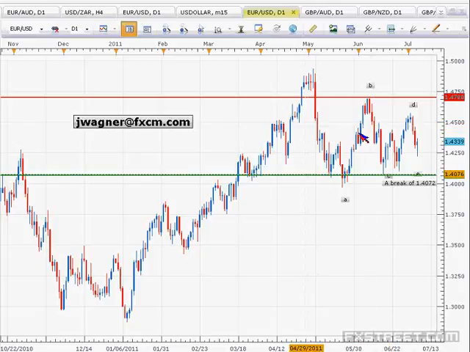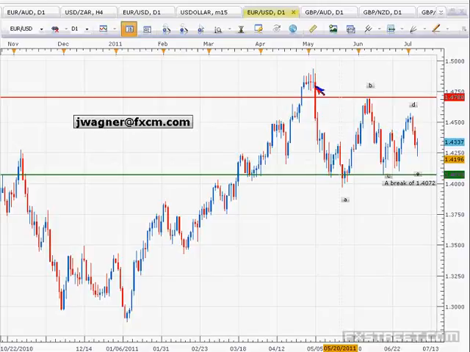So for example, I've got two lines on my chart. I've got this horizontal green line, and this horizontal red line. These are very important lines that I'm watching on the euro dollar. Anything that's happening in between is really noise, and until one of these lines breaks, I'm a little bit at a loss as to where the euro dollar might be going.